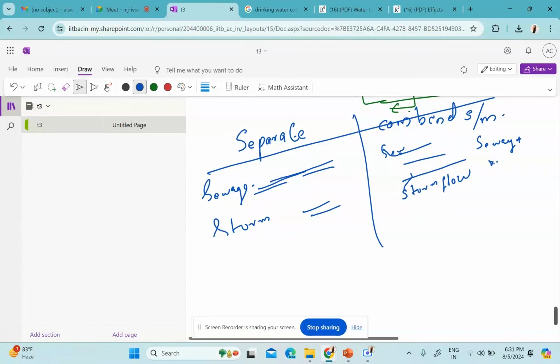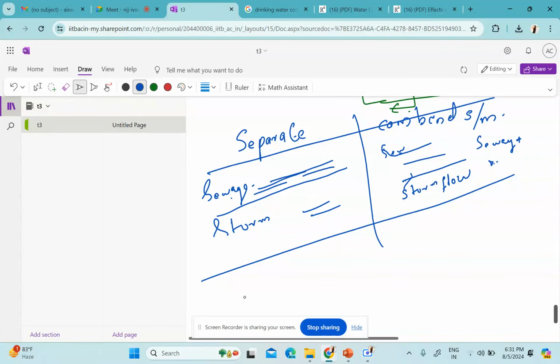Which one is economically feasible? Means economically more, lower cost. Combined. So that's why many of our drainage systems in nearby areas are combined. Which is more efficient is the separate one.